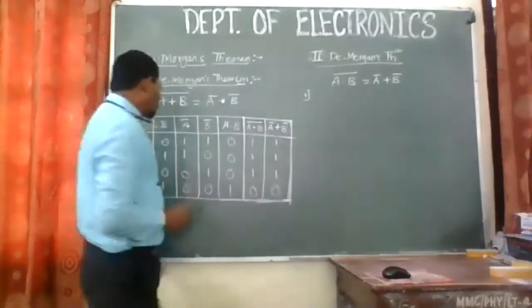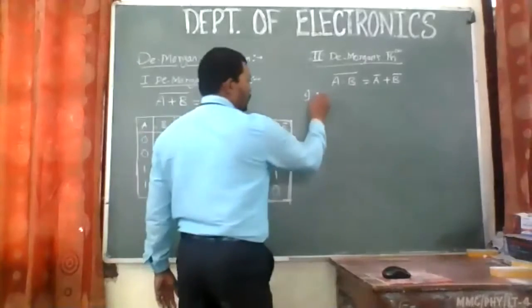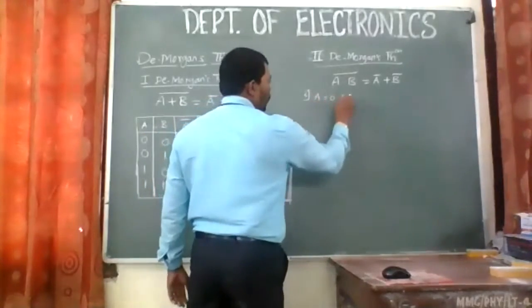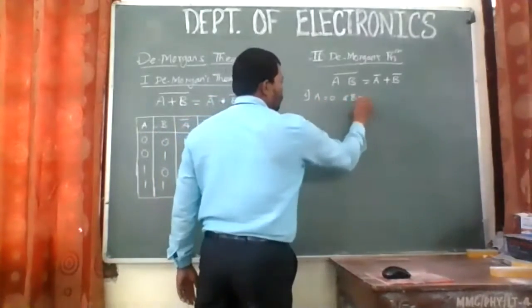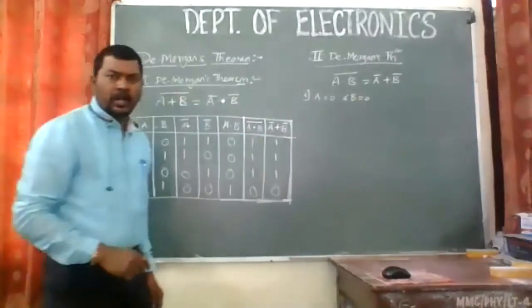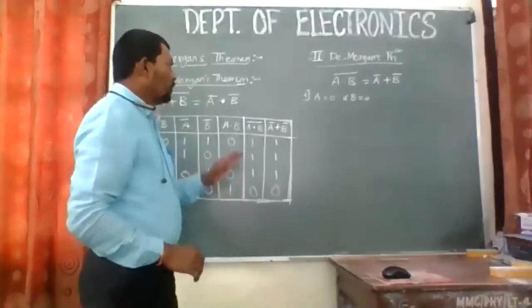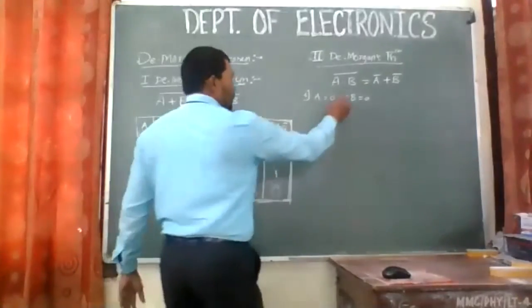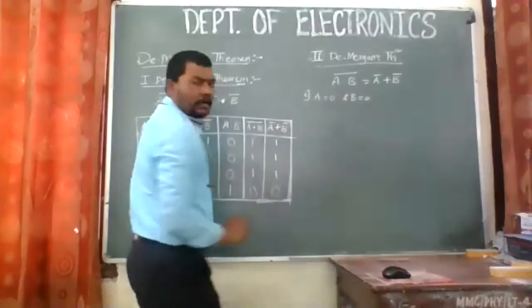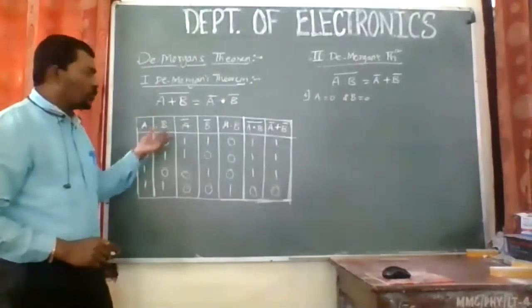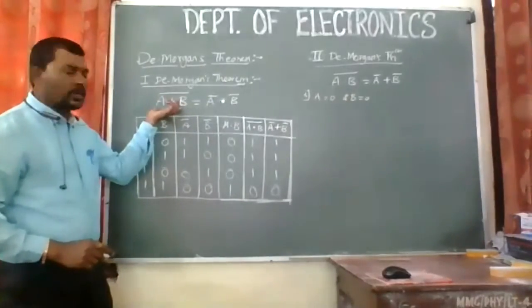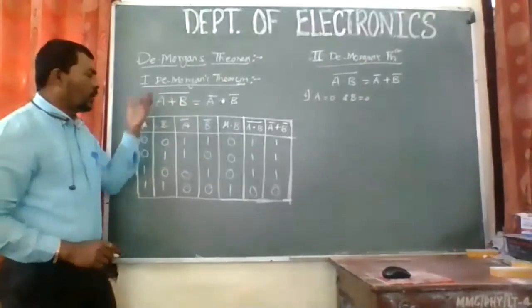In the first situation, A equal to 0 and B equal to 0. This is the first condition that we are having. I guess the screen is visible and the words are readable for you. If they are not, kindly let me know. So A equal to 0 and B equal to 0, this is the first situation. Try this and substitute the values in both the equations.